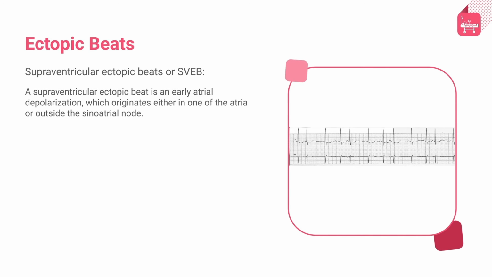SVEBs occur singly or in groups and indicate atrial irritability. An isolated SVEB is not significant, but a high frequency suggests a higher risk in the patients. An increasing trend in SVEBs may be an indicator or sign of atrial fibrillation, which may lead to a heart attack or stroke.